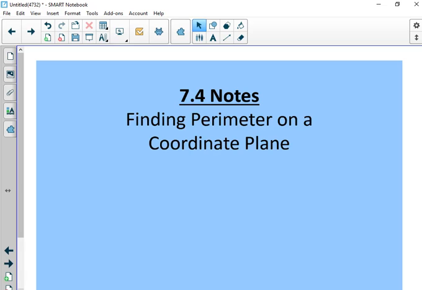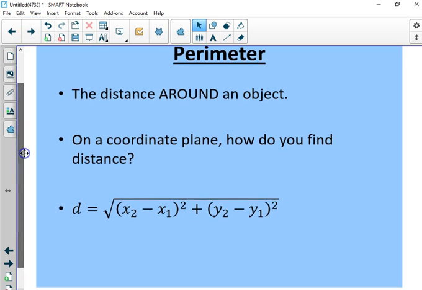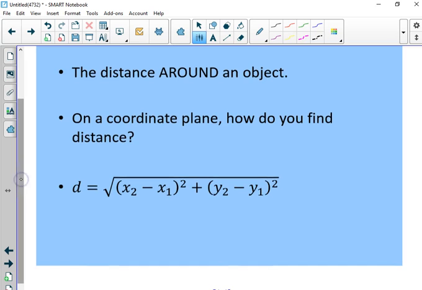Okay, so finding perimeter on a coordinate plane. We talk about the distance around the object being the perimeter, and how do we find distance between two points? It looks nasty, but it's a very easy formula.